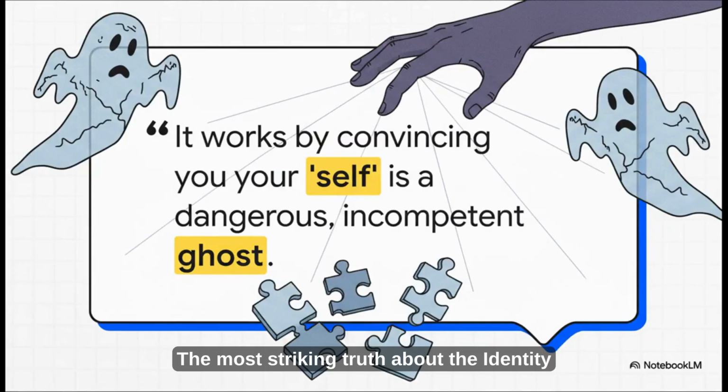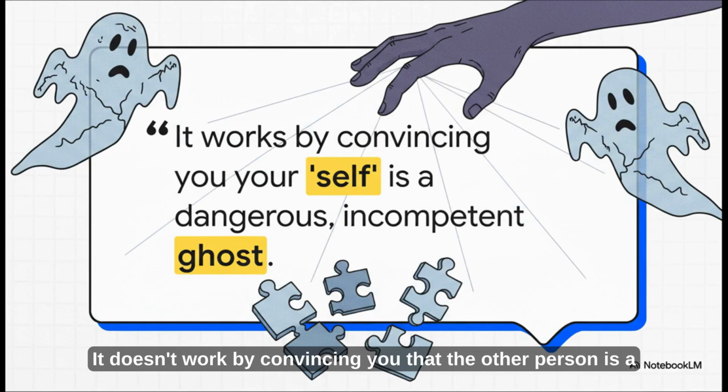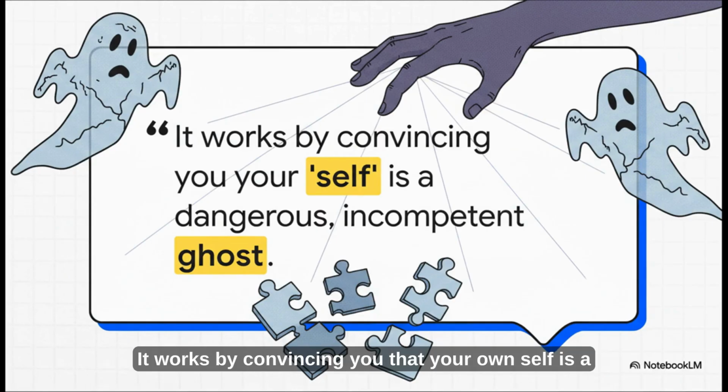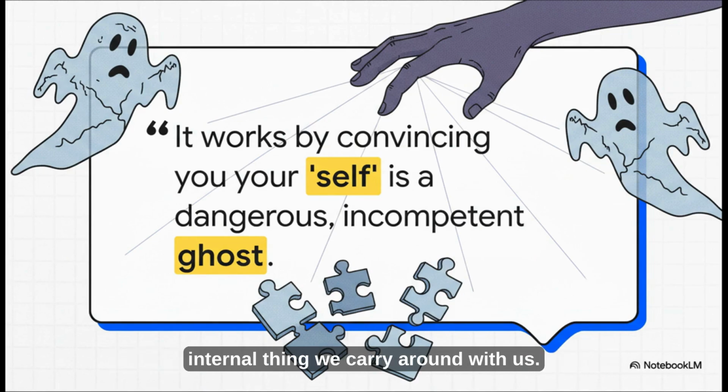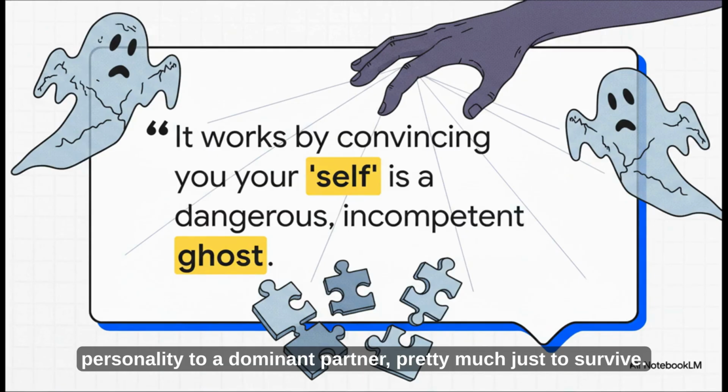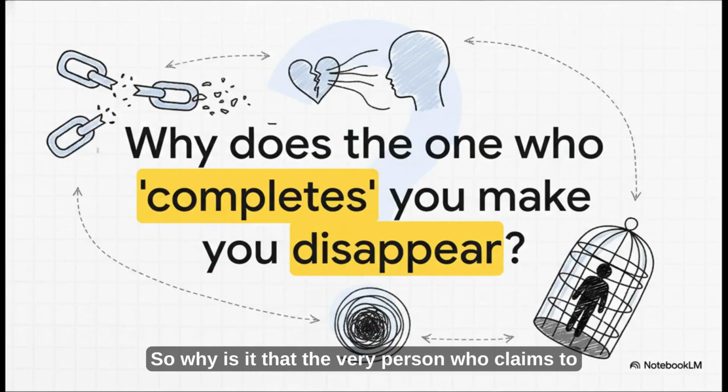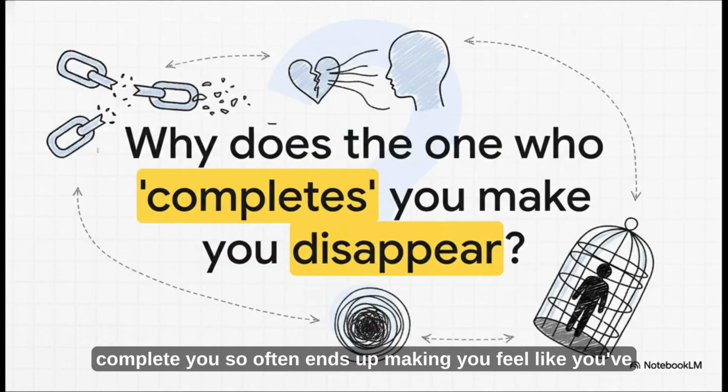The most striking truth about the Identity Dependency Loop is this. It doesn't work by convincing you that the other person is a god. It works by convincing you that your own self is a dangerous, incompetent ghost. We tend to think of our identity as this solid internal thing we carry around with us. But in really high-pressure dynamics, our brains can get nudged into outsourcing our personality to a dominant partner, pretty much just to survive.